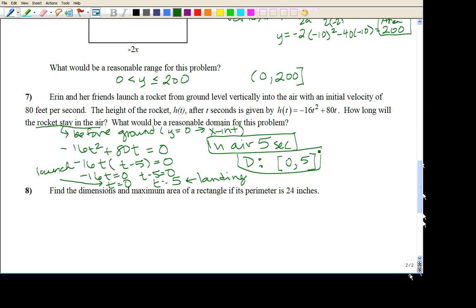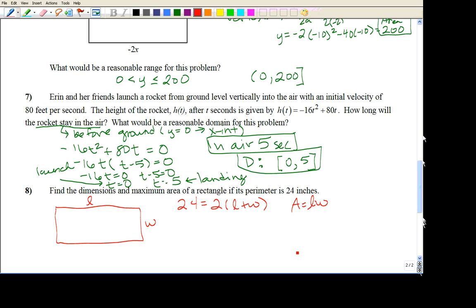And then finally, number 8, find the dimensions and maximum area of a rectangle if its perimeter is 24 inches. Okay, so I'm going to draw the rectangle. It's always good to have a visual. So if we have length here and width here, it tells us the perimeter is 24 inches. So 24 is equal to, the formula for perimeter is 2 times length plus width. And we also know that the area of a rectangle, just in general, is length times width.